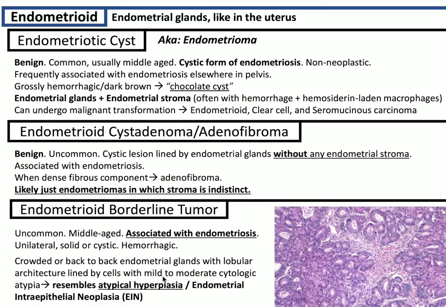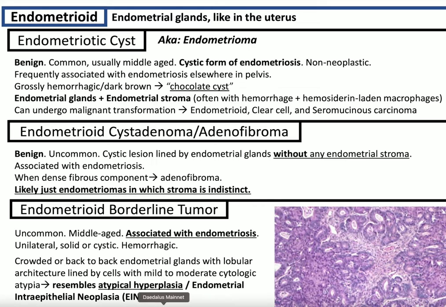So you can have an endometriotic cyst, aka endometrioma. This is benign, commonly in middle-aged patients. It's a cystic form of endometriosis. It's non-neoplastic. When you look at it grossly, it's what we knew in boards as your chocolate cyst. And it's composed of endometrial glands and endometrial stroma, often with hemorrhage and hemosiderin-laden macrophages, and it can undergo malignant transformation, where it can become endometrioid, clear cell, and seromucinous carcinoma.